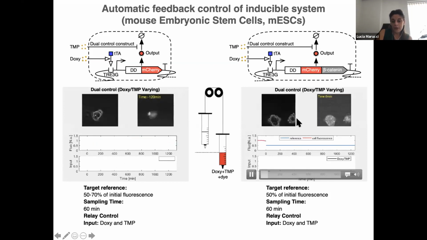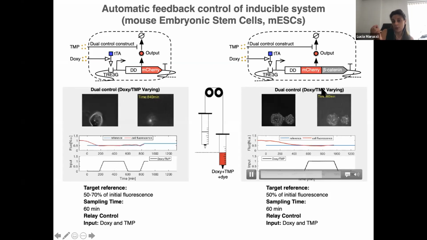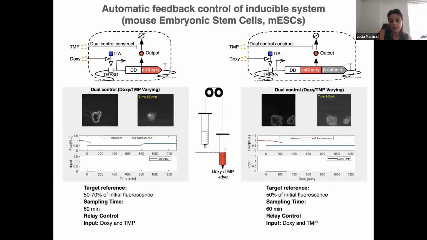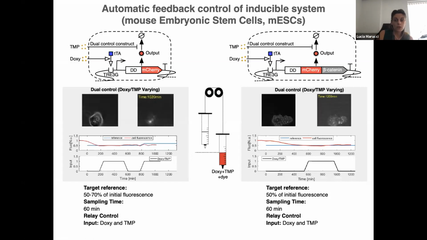On the right is a very similar relay control time-lapse experiment, but here we are not just controlling the mCherry, but also a gene of interest, which is fused to it. And in this specific case, the control reference is a bit simpler. As you can see here, it is a set point control reference, which is equal to 50% of the maximum activation of our exogenous gene.